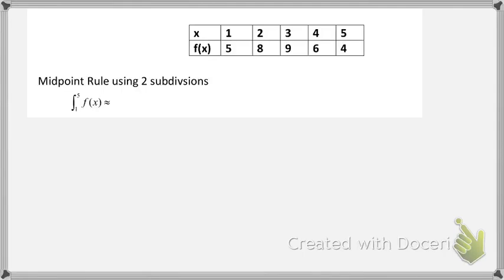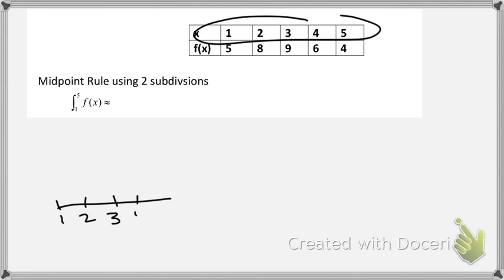Now, a quick review of the midpoint rule. That's the one that I always end up having to graph. So I'll take all my x's and write them down on my x-axis: 1, 2, 3, 4, and 5. And I'll just make random rectangles. They say two subdivisions, so I'm going to make two rectangles.